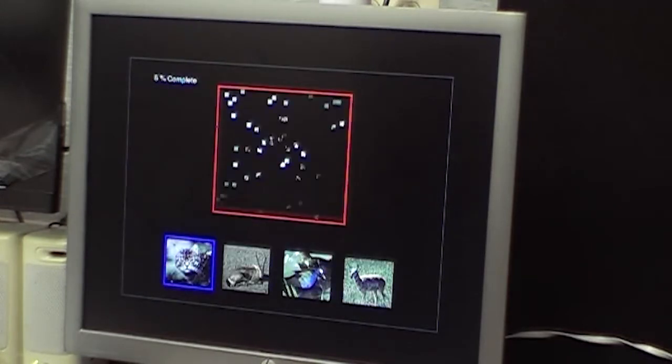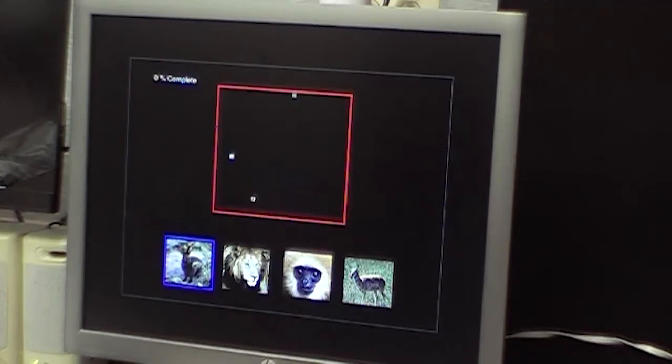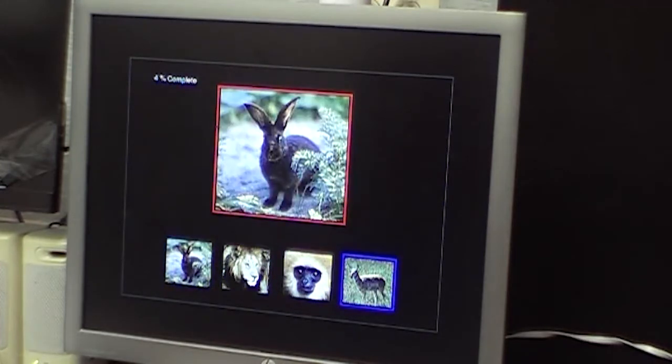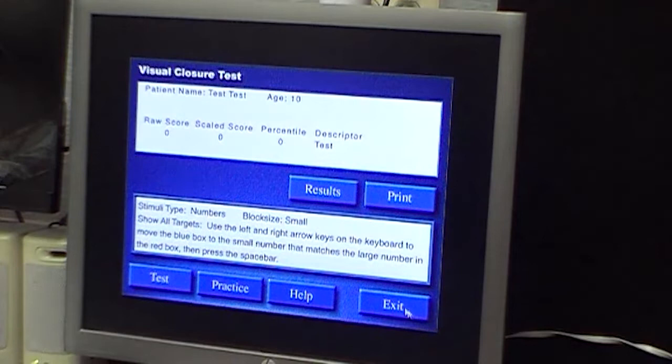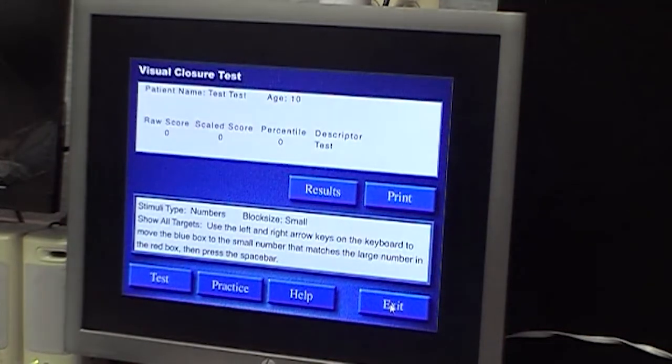Here you can see the pixelation, and what we're asking the patient to do is, as quickly as possible, see the picture in their head, figure it out, and then be able to move on. When we go to results, you can see in the top part, we're going to be able to see the results of that testing.